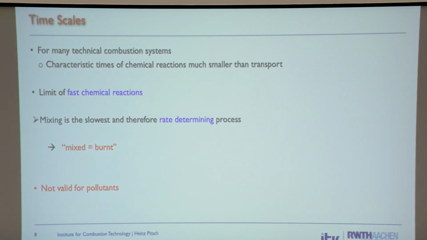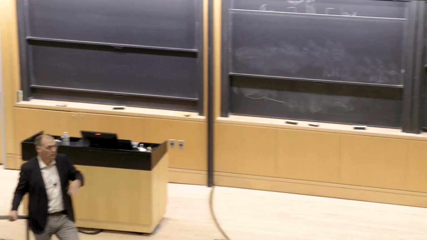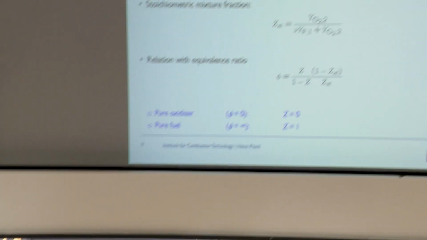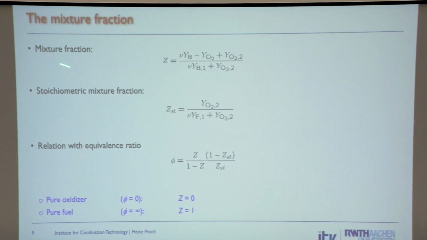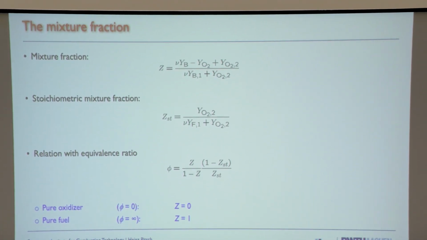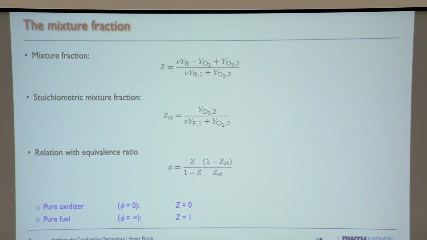For example, soot formation is a really slow process. These reactions are not very fast. NOx formation is a really slow process, also not very fast. And the other thing is, this is all just a review of what we discussed already. We introduced the mixture fraction.